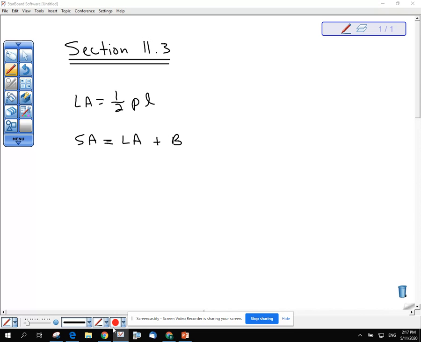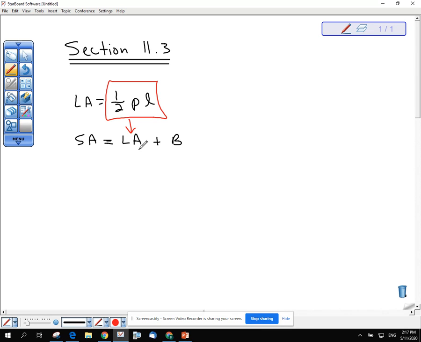The lateral area, again, we're talking about pyramids and cones. The lateral area is 1/2 perimeter times slant height, and then the surface area would be that lateral area plus a base. Okay. Now, basically what that's saying is that this calculation would get plugged in here. Okay. Now, two other things.